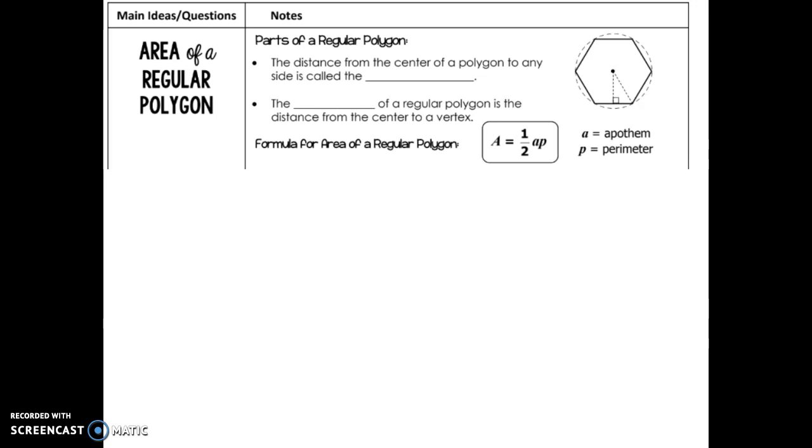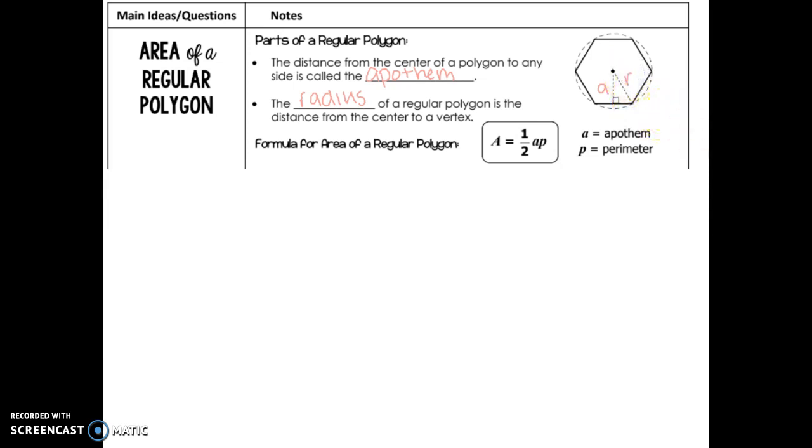The distance from the center of a polygon to any side is actually called the apothem. So this will be the apothem. And the radius of a regular polygon is the distance from the center to a vertex. So we are looking at our picture here, and you should be labeling this on your own paper. From the center to any one of those sides, that is our apothem, so that's our A. And then our radius is from the center to one of these vertices, so that's our radius right there.